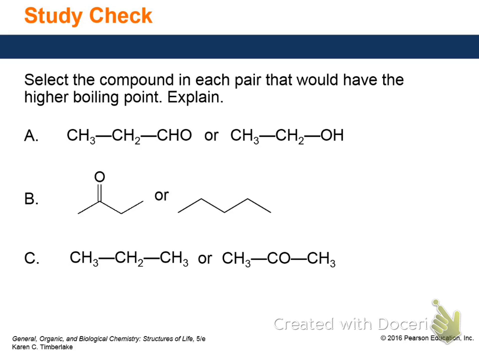So we're going to do a study check here. Which of those in A will have a higher boiling point and why? I heard alcohol. Right? The alcohol will have a higher boiling point because of hydrogen bonding. B, which one? Oh, sorry. The ketone. Why the ketone? Dipole. Yeah, it's polar. Alkanes are nonpolar. And C? Ketone. It's almost exactly the same question as the one above. It's alkane versus a ketone, but it's dipole interactions again. Good.